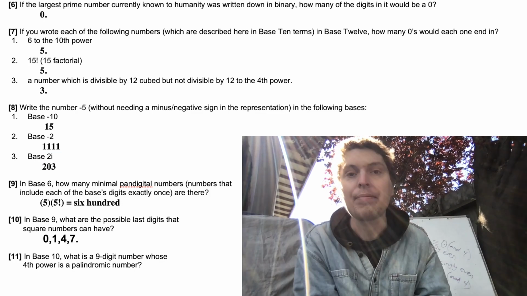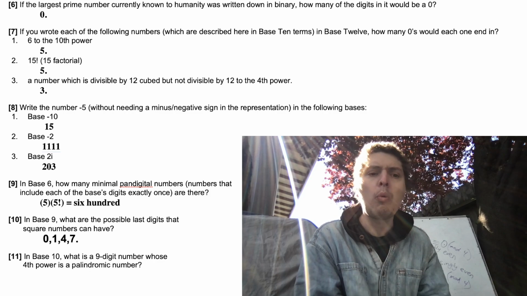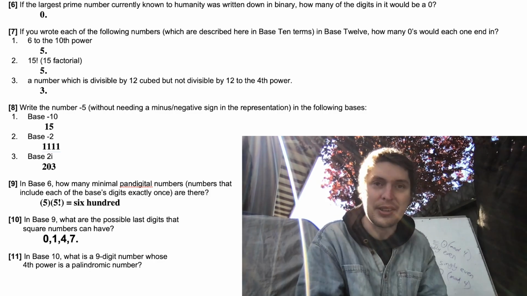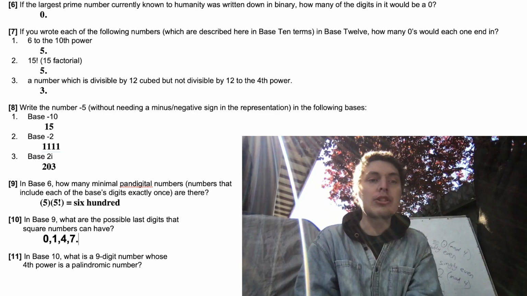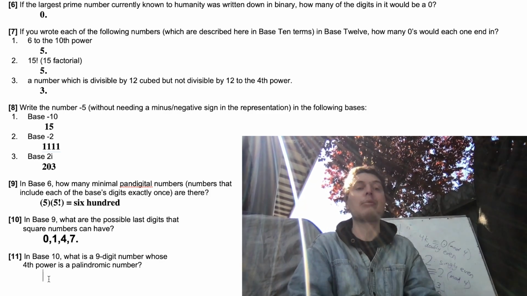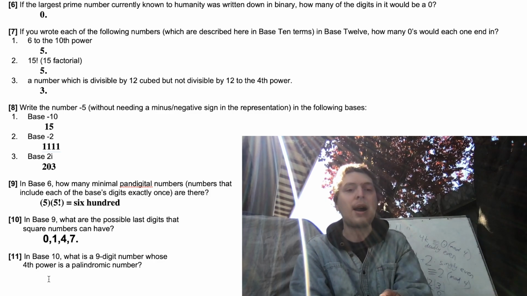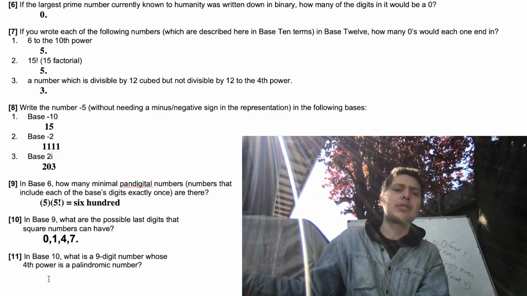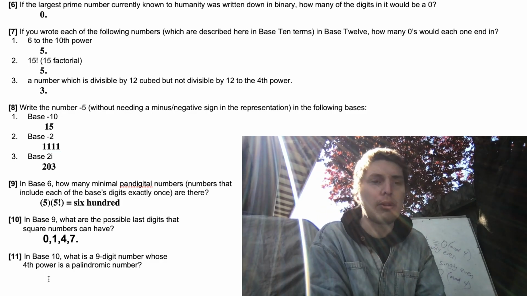Finally, for our base section here, we have in base 10, what is a 9-digit number whose fourth power is a palindromic number? Now, I asked for a 9-digit number, so we're not going to be looking at trivial cases like 0 and 1 being palindromic, or tiny things whose fourth power stays similar to their size. This is going to be a 9-digit number whose fourth power gets really big, and I'm going to need to know a pattern for what makes a palindromic number.